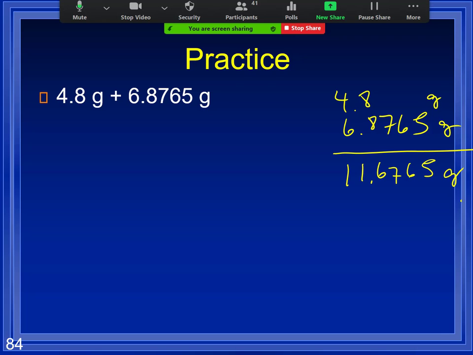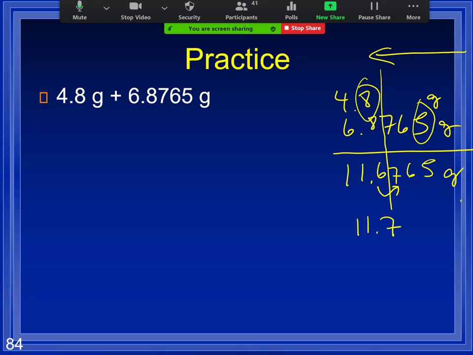Now you've got to think about sig figs. What's the last sig fig in each of these? Well, it's the 8 in the first one, and it's the 5 in the second one. Which of those is furthest to the left? That would be the 8. So the 8 is after one decimal place, so that's where I need to round it. I need to keep one decimal place. Behind the 6, there's a 7, so I round it up to 11.7.